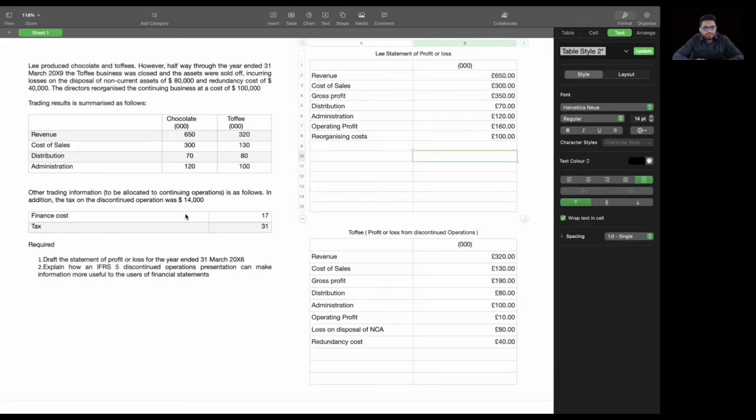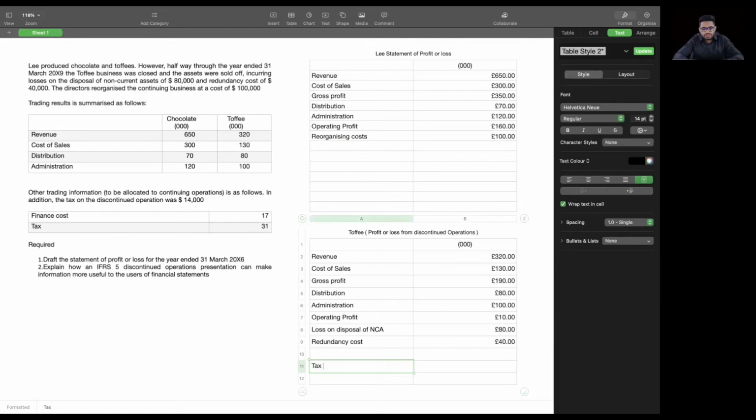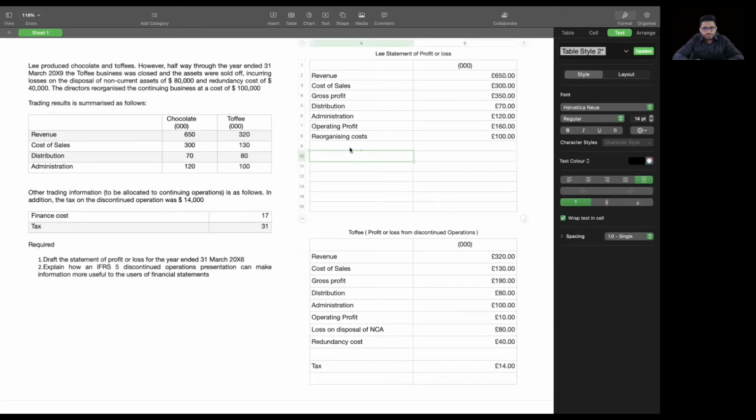Then other trading information to be allocated to continuing operations is as follows. In addition, the tax on discontinued operation was 14,000. So tax on the discontinued operation is going to be 14,000. Then the finance cost from your continuing operation is going to be 17. Then you have your tax from your continuing operations, which is going to be 31. So we are done taking all the information. So now we can finalize our figures.